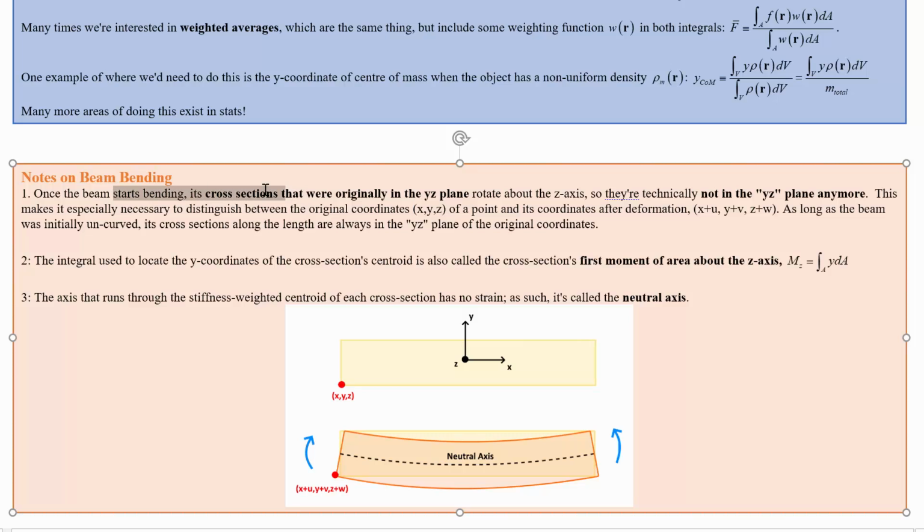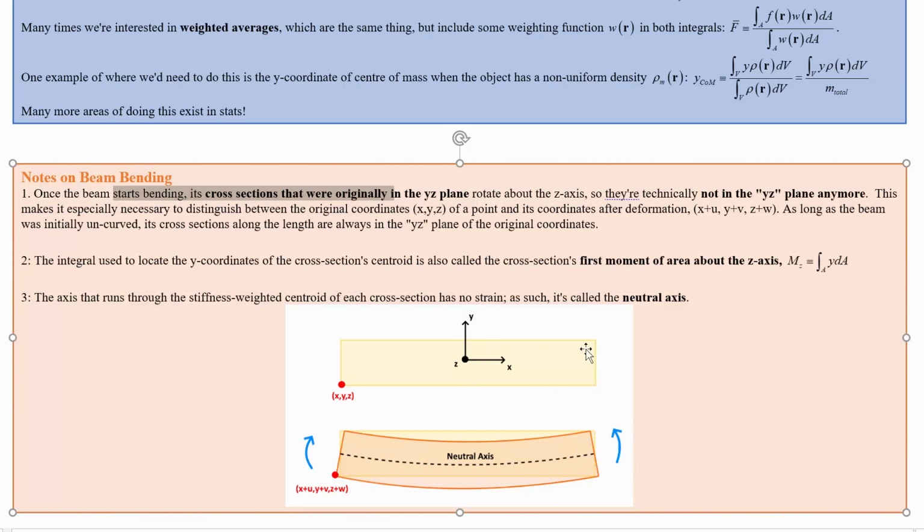All right, a couple of notes on beam bending. Once the beam has started to bend, then its cross-sections that were originally in the YZ plane, these end cross-sections here, are going to be rotated so that they're actually not quite in the YZ plane anymore. They're rotated about Z for the bending that we're showing here from moments in Z. So they're less in Y than they were and a little bit in X. They used to be not at all in X. They were just in the YZ plane.